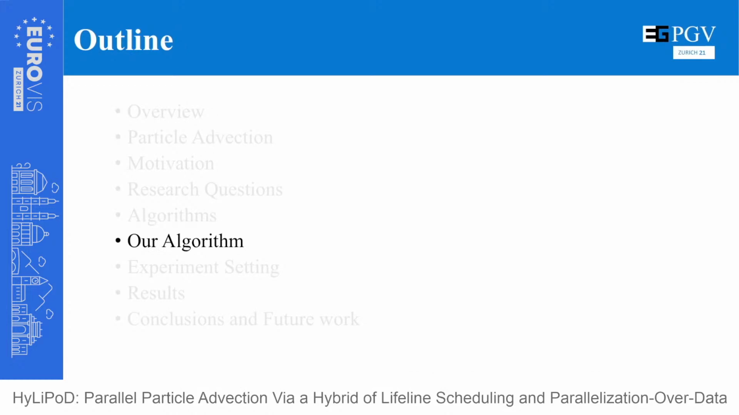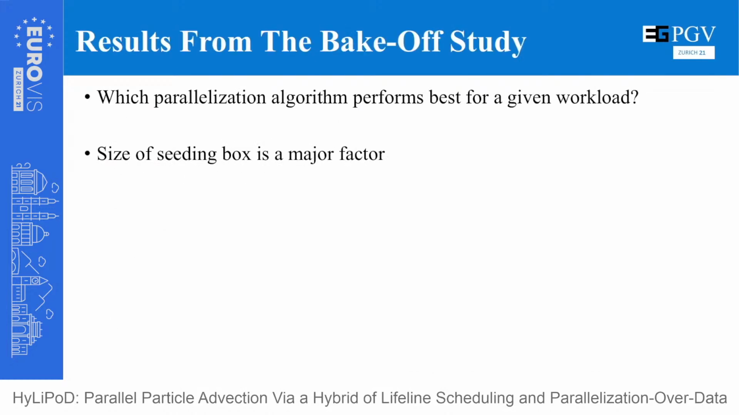So how does our algorithm work? To design our algorithm, we use the lessons learned from our previous study to get the best possible performance for a specific workload, which was one of the questions that the study answered. The results showed that the size of the seeding box is a major factor. The seeding box determines if the seed distribution is uniform or dense. The results showed that for a large seeding box, where the seeding box covers the entire domain, POD had the best performance.